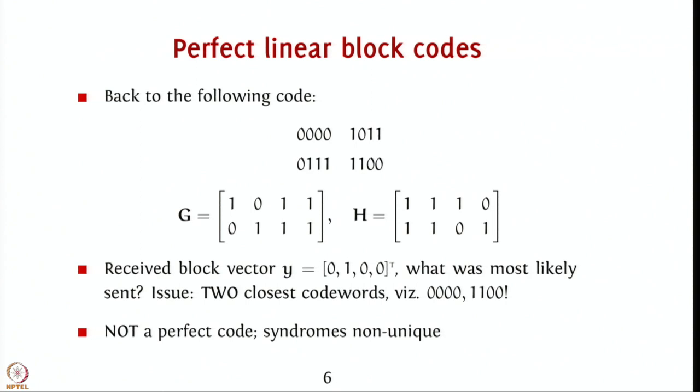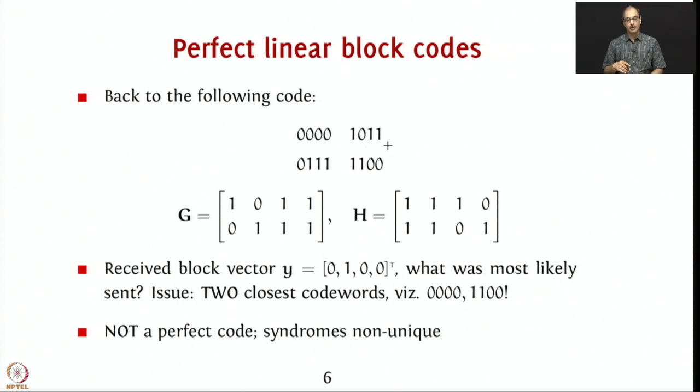So this is something we just discussed. We were discussing 00001. This is our double parity code, that is, you just repeat the parity twice. So in this case, 0100. We said that the syndromes are non-unique, in the sense that 1000 also yields the same syndrome, so we cannot correct the error unambiguously. Even for a 1-bit error, we cannot correct it unambiguously. This is not a perfect code because the syndromes are non-unique.